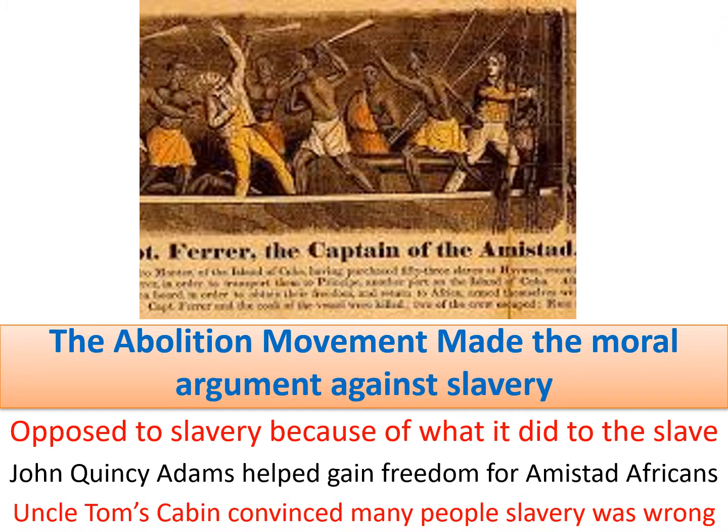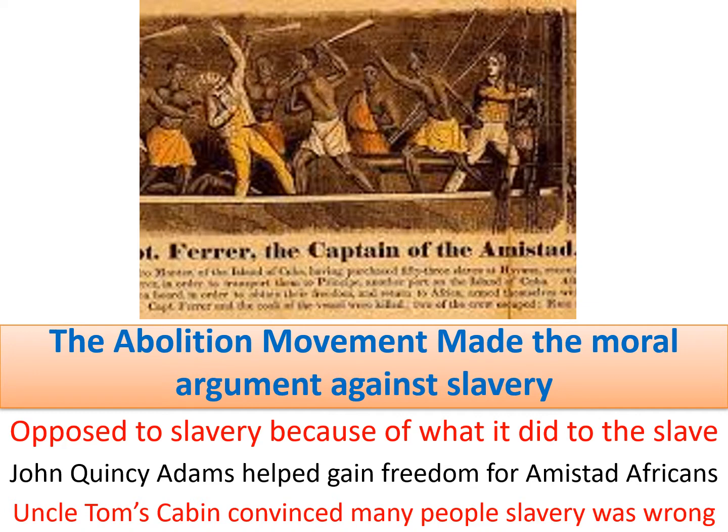The most famous part of the abolition movement was obviously called the abolition movement, and it made the moral argument against slavery. It talked about how slaves were treated as less than human, how it separated people from their families, how it refused to let people be free, how it degraded people by the way it forced them to live. It made that moral argument, and that moral argument would eventually change America.